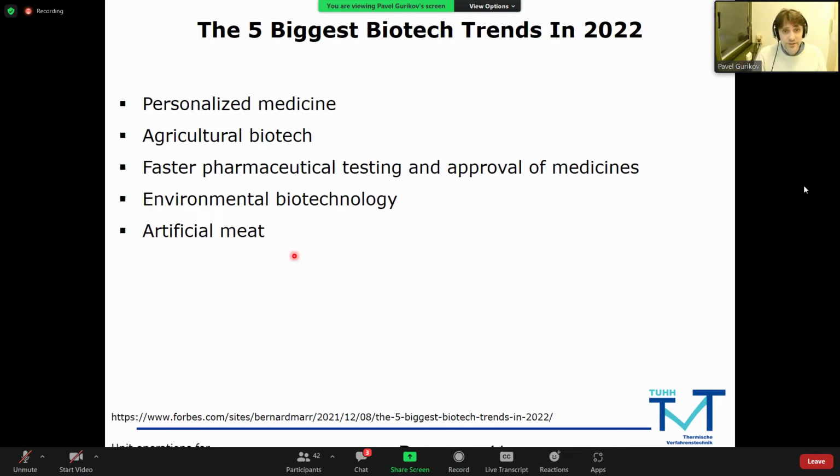What do you think personalized medicine is about? How do you understand it when we speak about personalized medicine? There are many startups now all over the world which aim at developing solutions for personalized medicine. What is personalized medicine about, and why is our current medicine not that personalized?